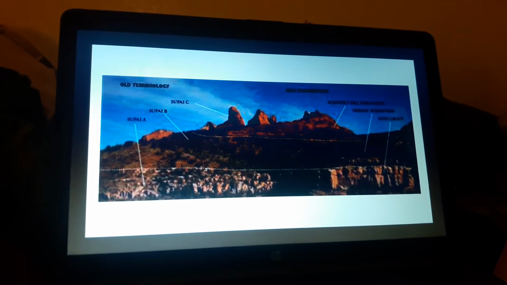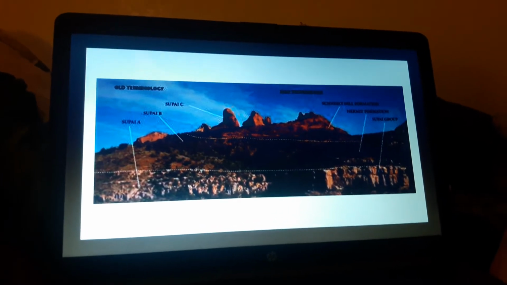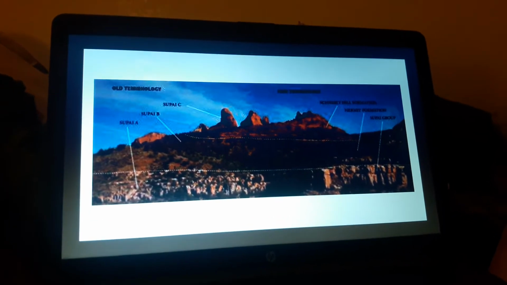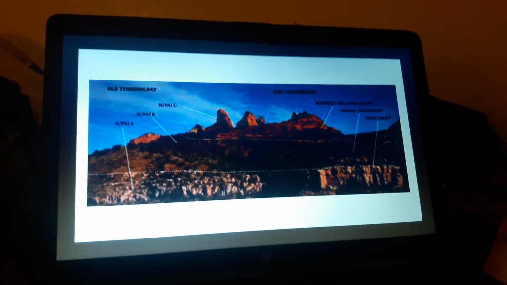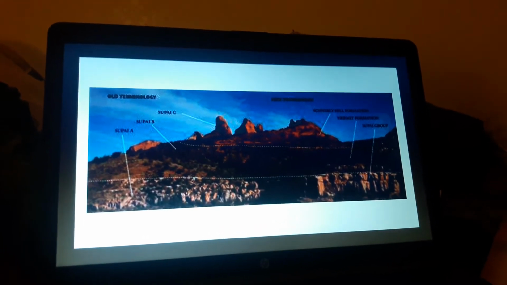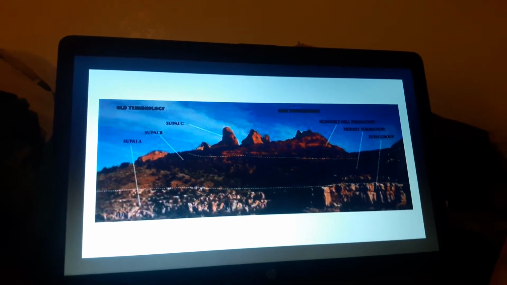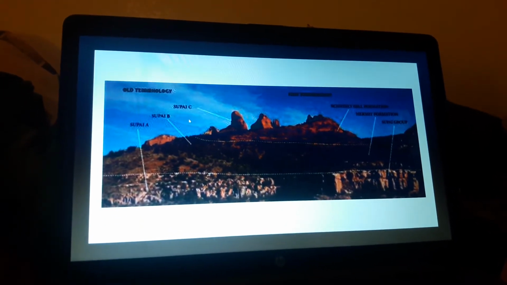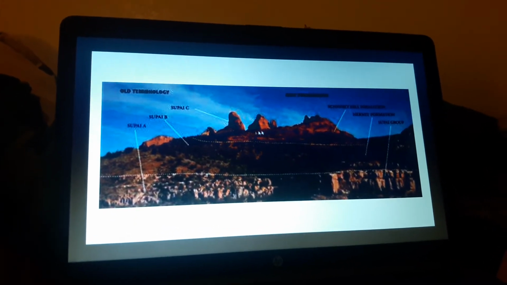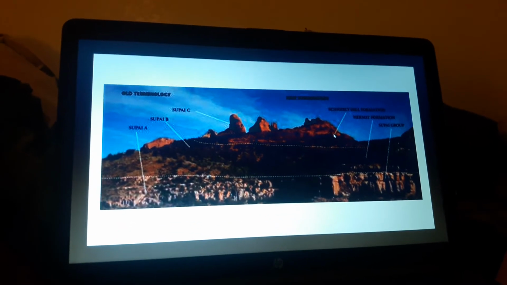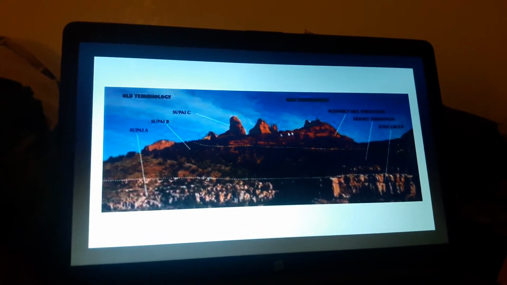280 million years ago, sand dunes covered the area, and periodically the sea would gradually advance upon the dunes, leaving behind sandstone that is known as the Schnebly Hill Formation. This isn't a very good picture, but this here is the Schnebly Hill Formation.